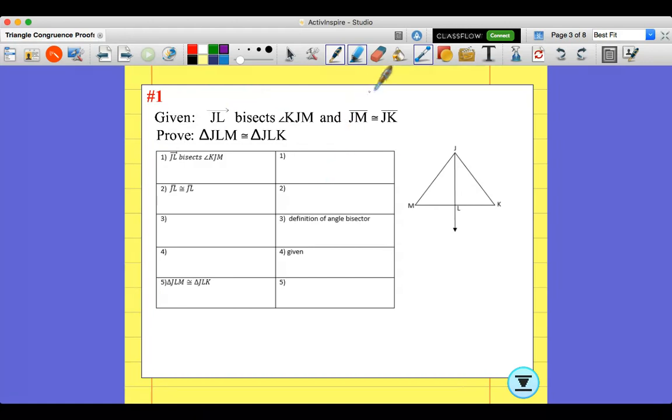So hopefully you've had an opportunity to try it, maybe. JL, ooh, what does that stand for? Ray, it's Ray JL. Bisects, think about what that means. Angle KJM, and JM is congruent to JK. So JL bisects angle KJM. Given.